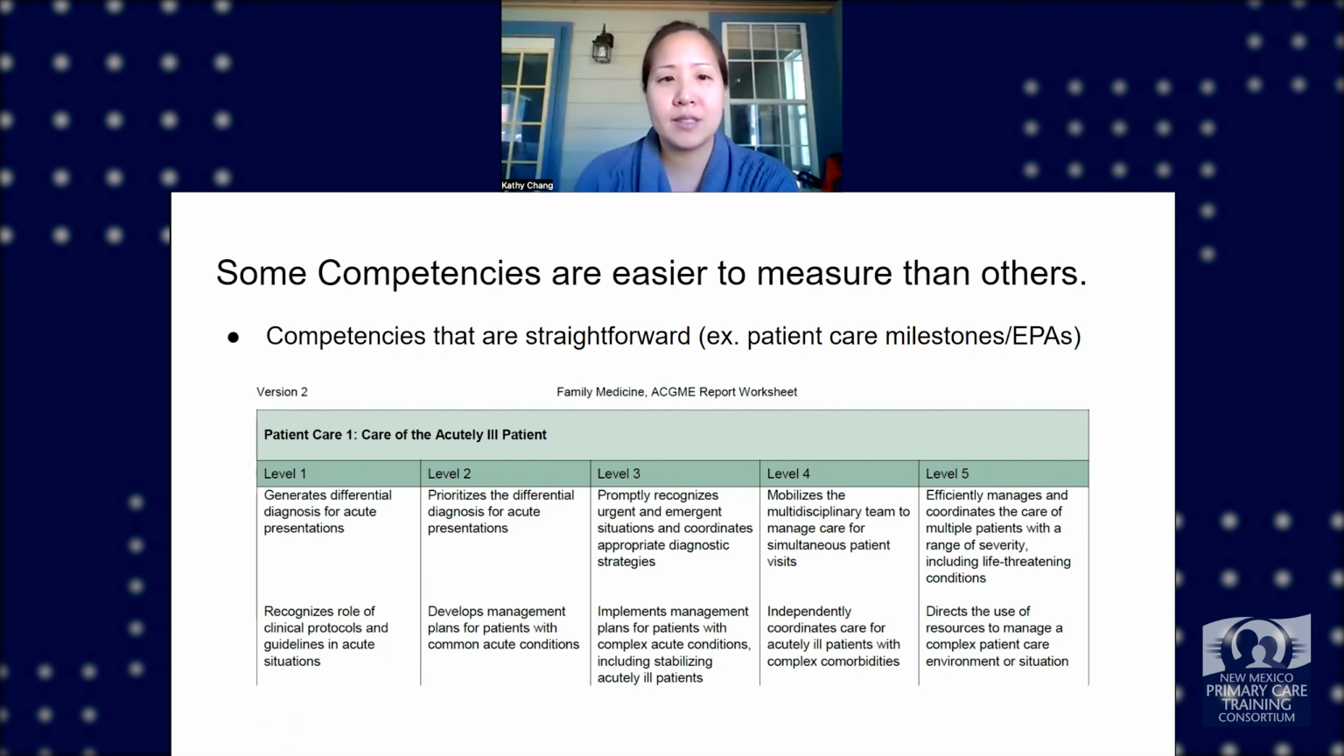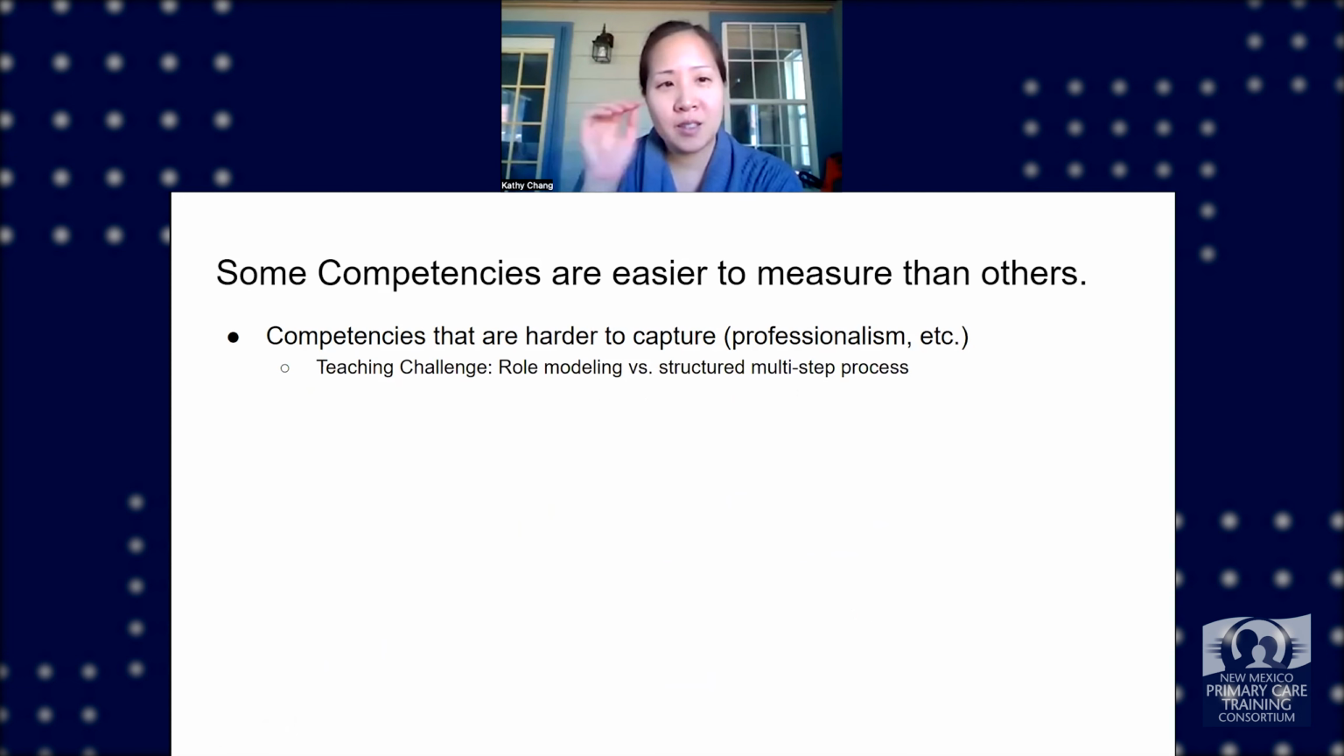But not everyone does. And then there's those competencies that are harder to measure, right? One of the classic ones is professionalism. And it's more of a function of how do we gather this information, not that we're not assessing for it, right?